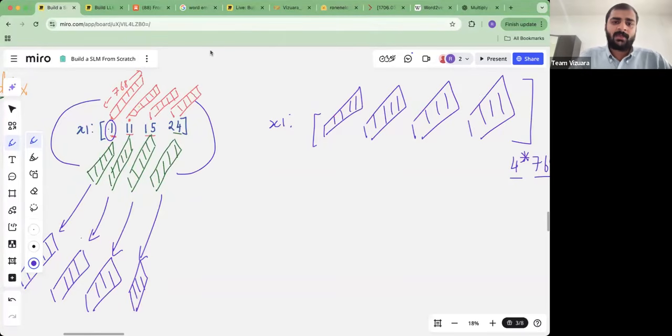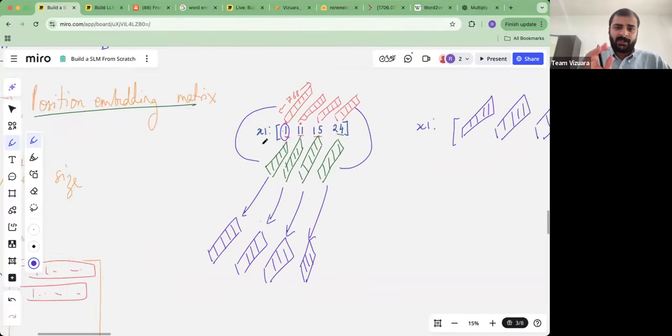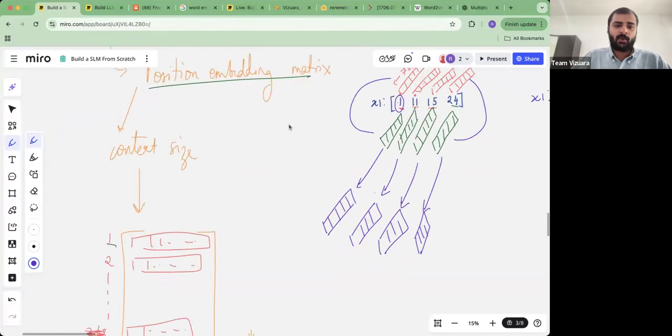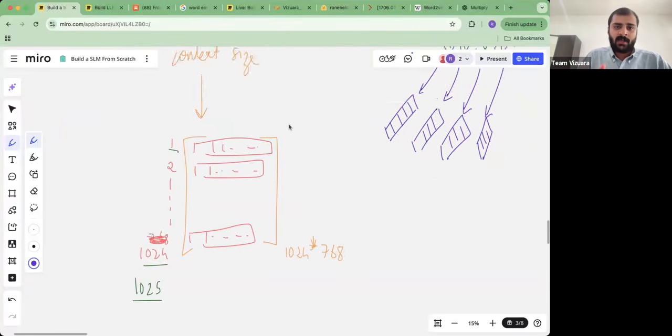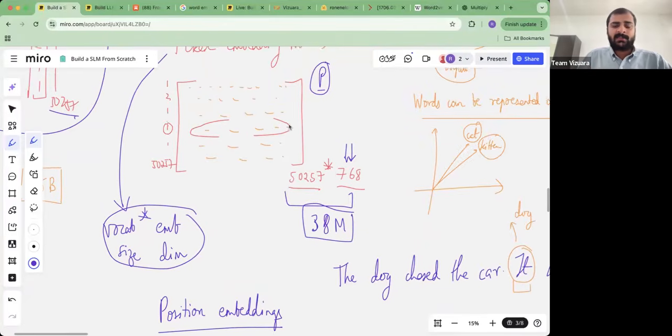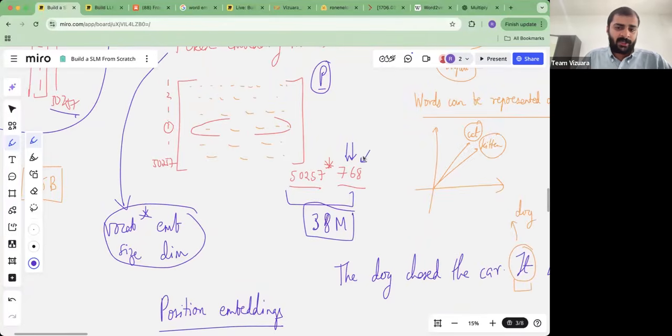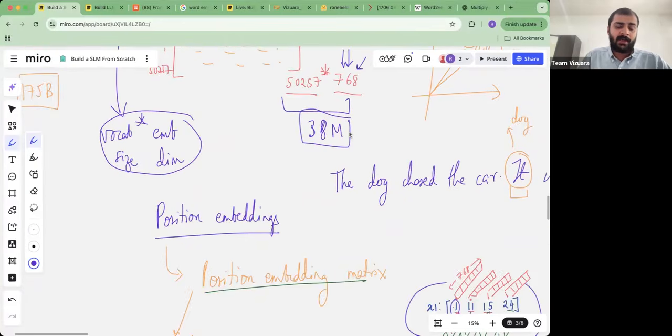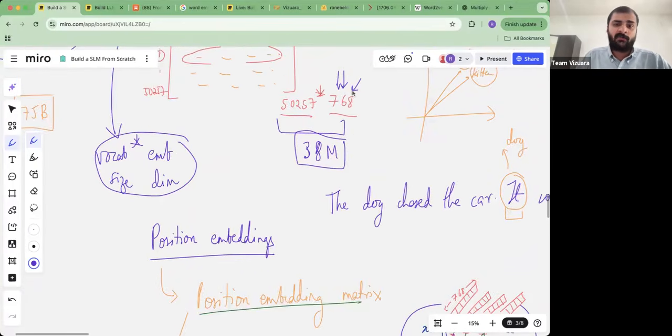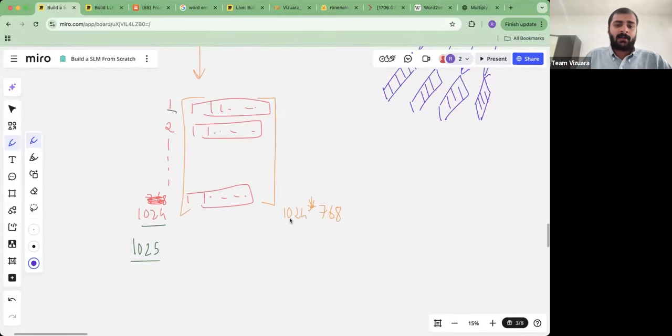So remember, we are just using the numbers 768 and 1024 as examples over here. 768 is the embedding dimension, which is used as an example over here. In yesterday's case, this was equal to 4. And the context size which we are using today is 1024. That's also an example. In yesterday's case, we used it as 4 also.